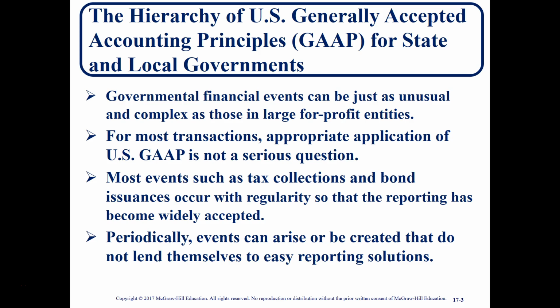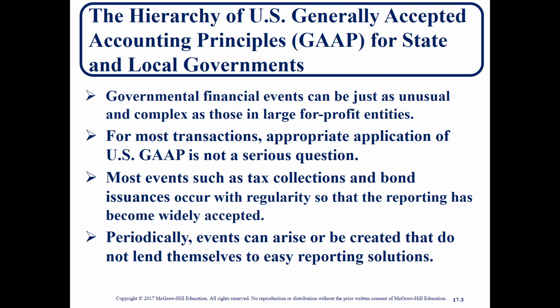So we're looking at New York, we're looking at Connecticut, New Jersey. All the states have their own set of governmental accounting standards. And for most transactions, the appropriate application of U.S. GAAP is not a serious question. Most events in government are tax collections and bond issuance, which occur with such regularity that the reporting is common and consistent from municipality to municipality.